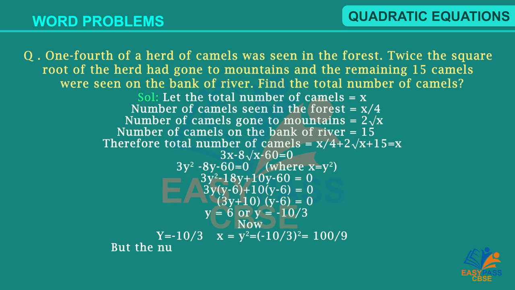Now, y is equal to minus 10 by 3, then x is equal to minus 10 by 3 whole square, 100 by 9. But the number of camels cannot be a fraction. Therefore, we take y is equal to 6, or x equal to 36. Therefore, the number of camels is 36.